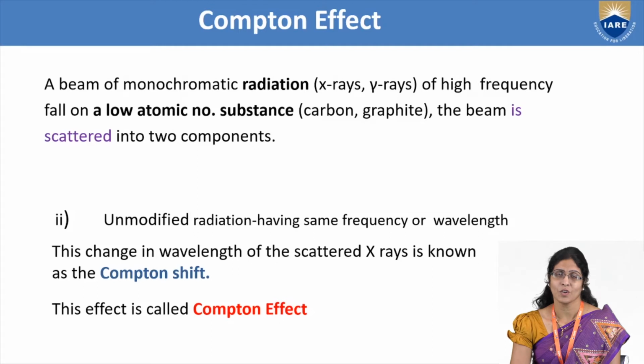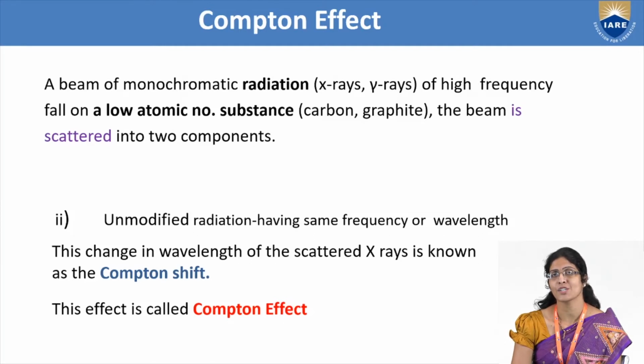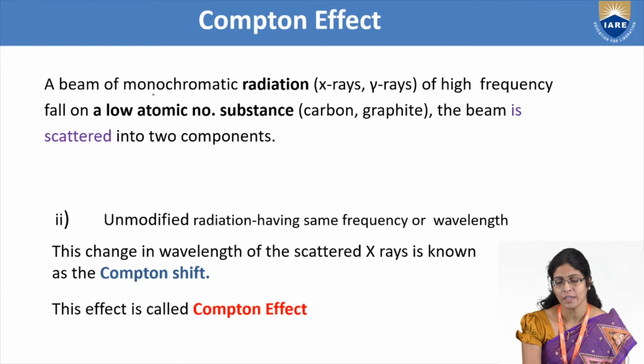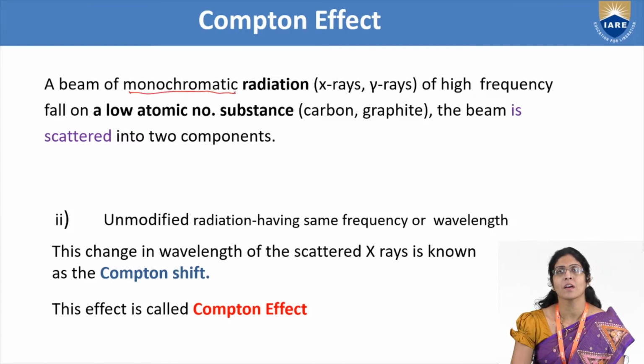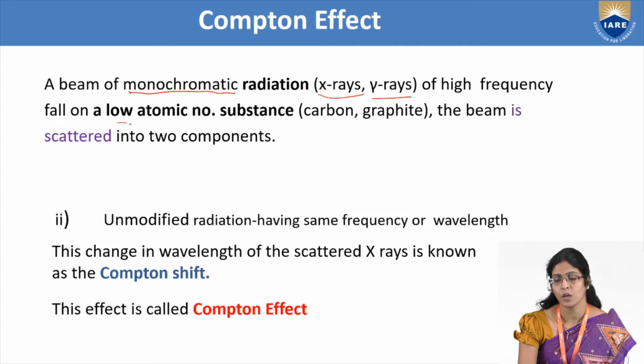So, what exactly is the Compton effect? He took a monochromatic radiation. Monochromatic radiation means any radiation which has a single wavelength. Take a beam of monochromatic radiation, it may be either X-rays or gamma rays, of high frequency, and allow it to fall on a substance of low atomic number like carbon or graphite. Then the beam is scattered into two components.